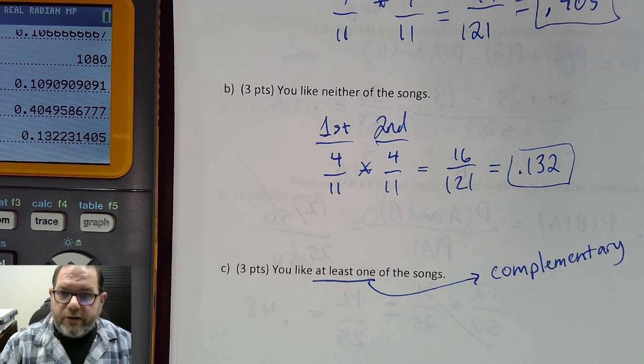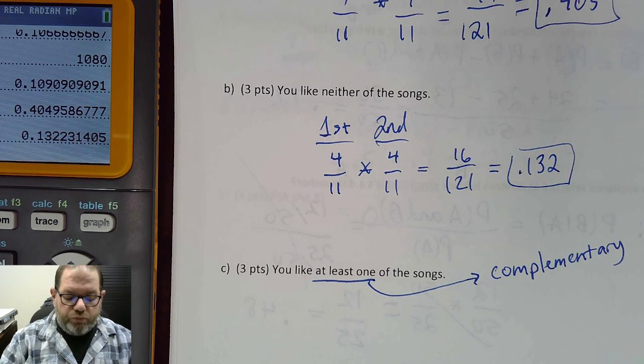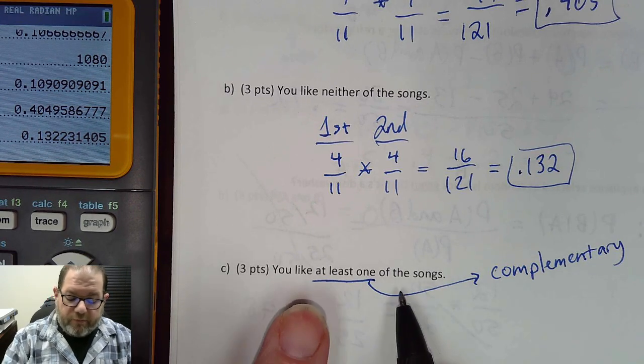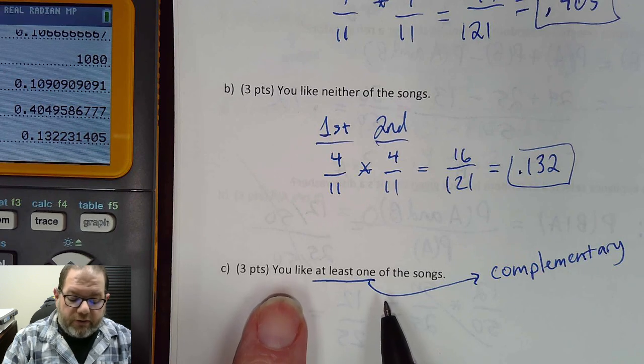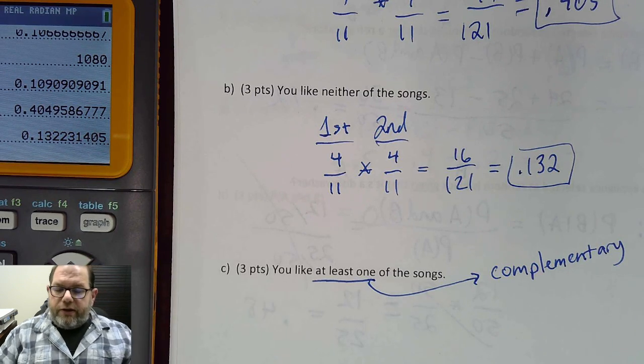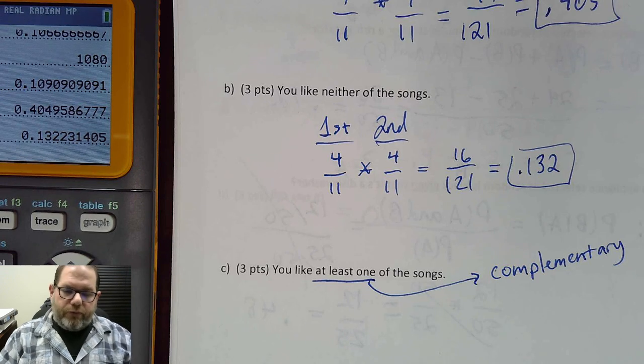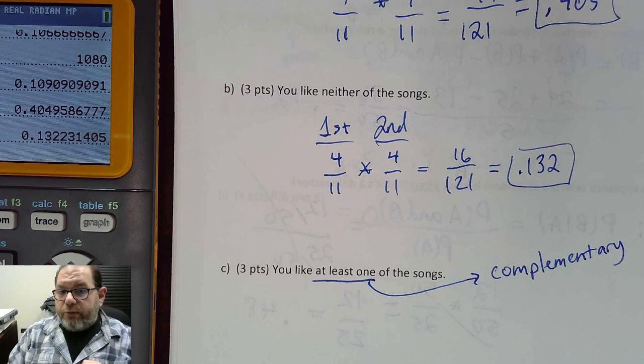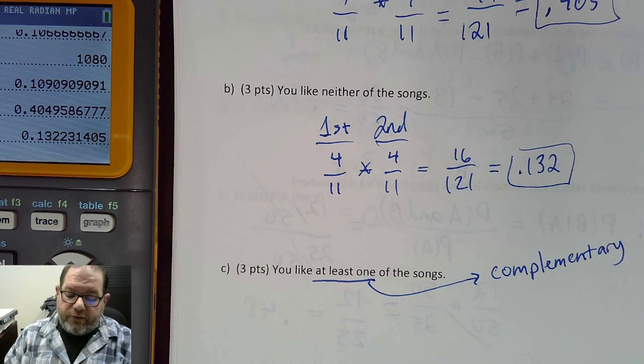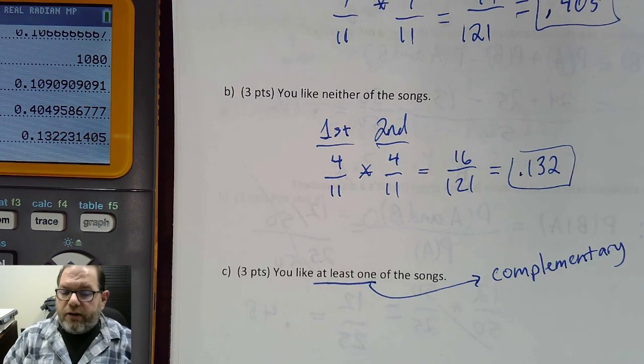But complementary means... while we can find this probability, it's kind of a challenge, because when we say we like at least one, there's really 3 different scenarios tied up in that one statement. We like the first one, but not the second. We like the second one, but not the first, and we like both of them, because that also counts. That's really 3 things that we would have to find and add their probabilities together to get this probability.